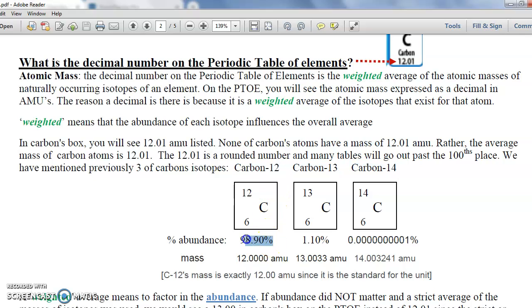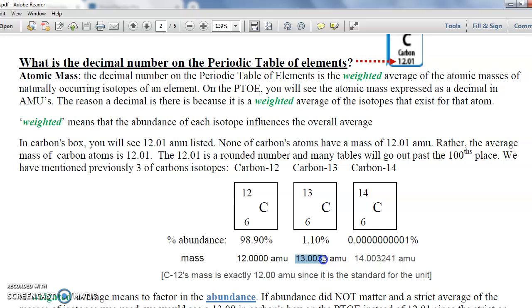It turns out that 98.9% of all carbon atoms are carbon-12, which means the atomic mass should be very close to this particular isotope's mass, which is 12. Why? 98.9% of them are that mass. So this one's going to impact the mass more than all the rest. Carbon-13 is about 1.1%, so that's going to have a little impact. About 1 in 100 carbon atoms are carbon-13.